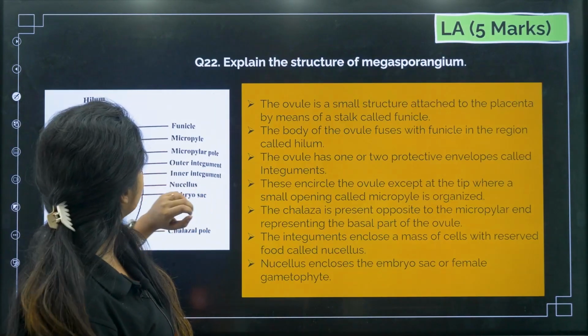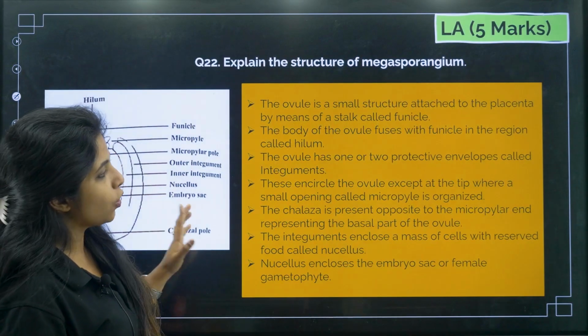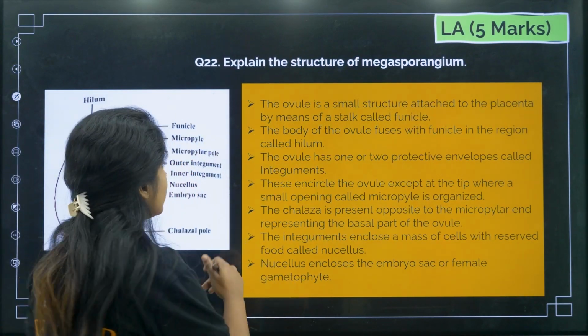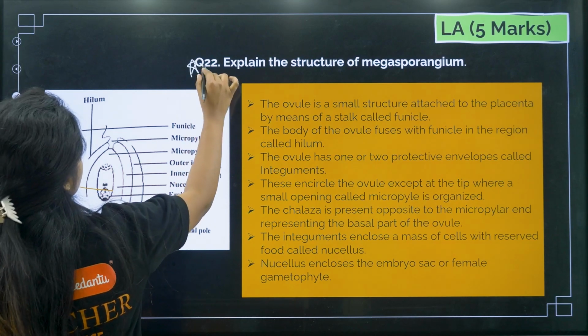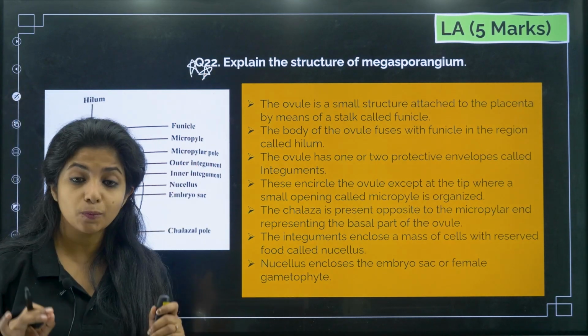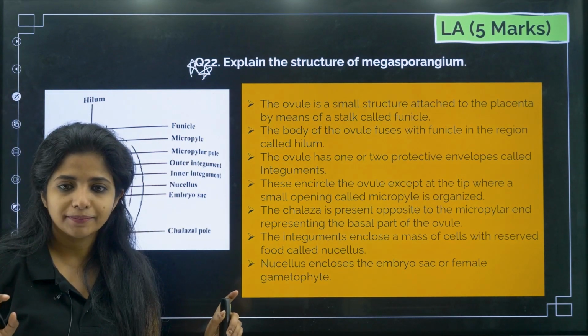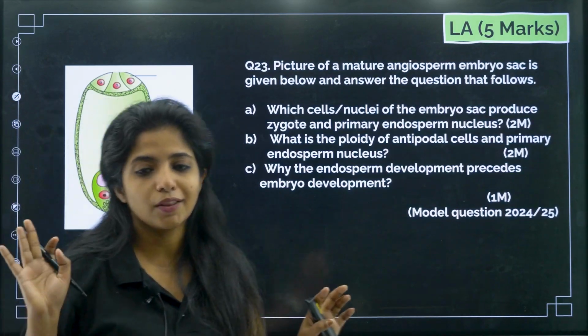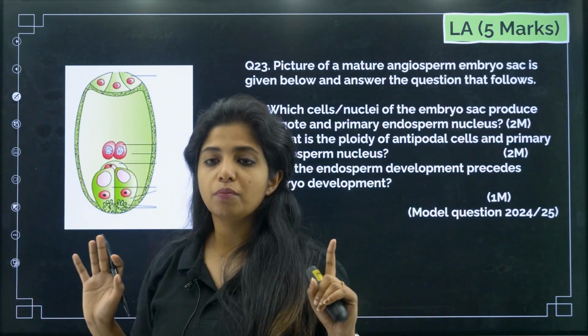The embryo sac looks like this. I'll talk about this in the next question. I hope this question is also understood, and this is a very, very repeated question, my dear children. Please practice the diagram very carefully. Half of our work is done with the diagrams if you understand the concepts, so please try to remember the concept.